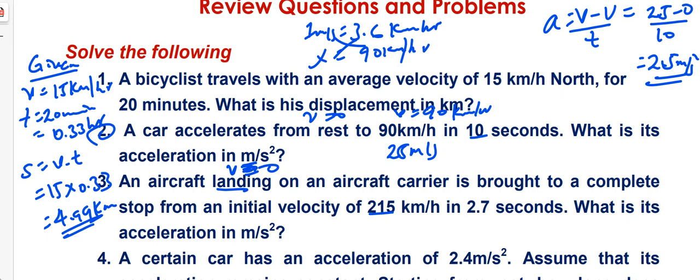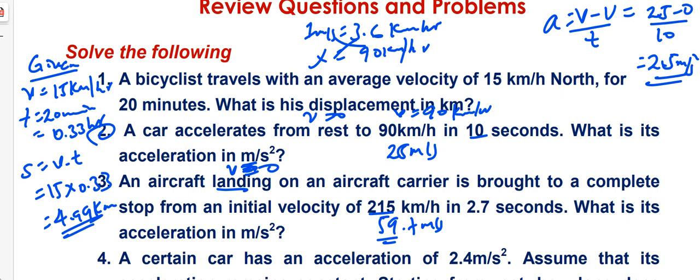Therefore, this should be changed into meter per second. Just follow the same procedure, and this will be 59.7 meter per second. This is the initial velocity. Therefore, this aircraft is decelerating.